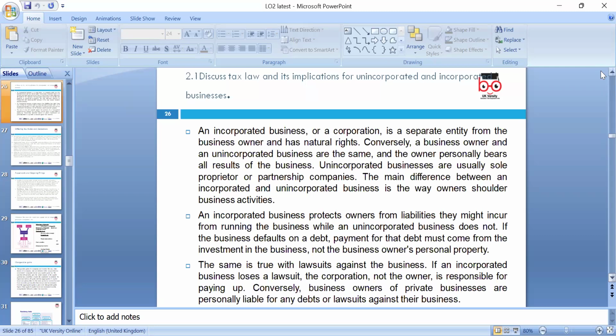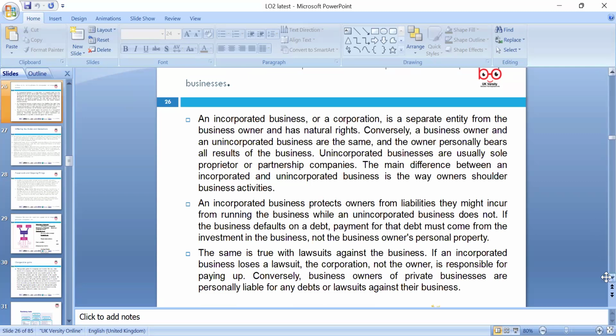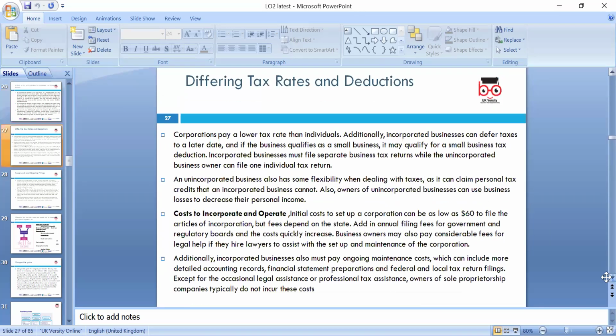If they default on a debt, the payment of the debt must come from the investment in the business, not from the business owner's personal property. The same is true with losses. Again, with incorporated businesses, the lawsuits are against the corporation, and the owner is not responsible for paying. Owners of private unincorporated businesses are personally liable for any debt or suits against their businesses. So that is what we need to look at around liability.